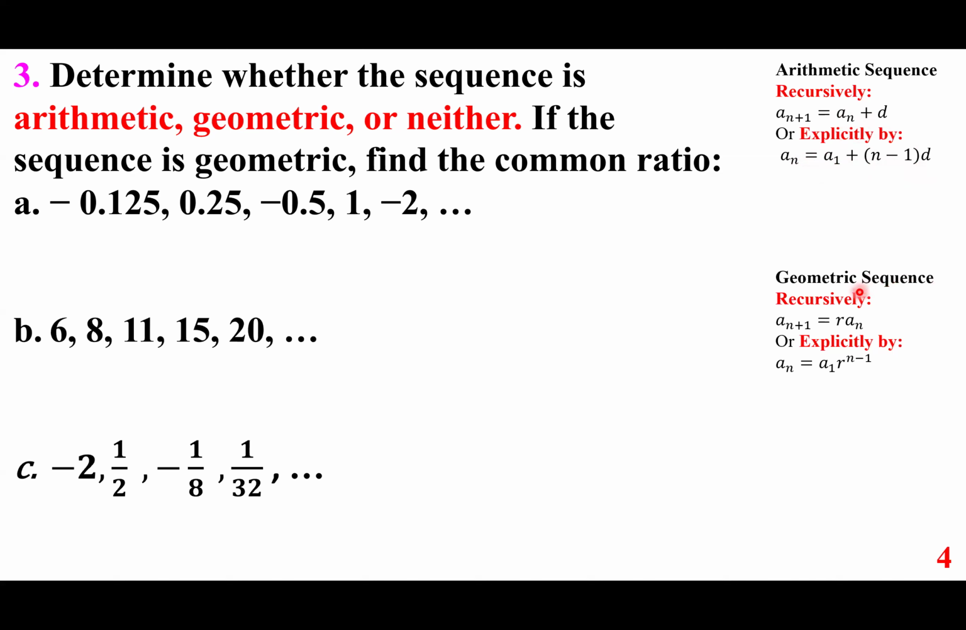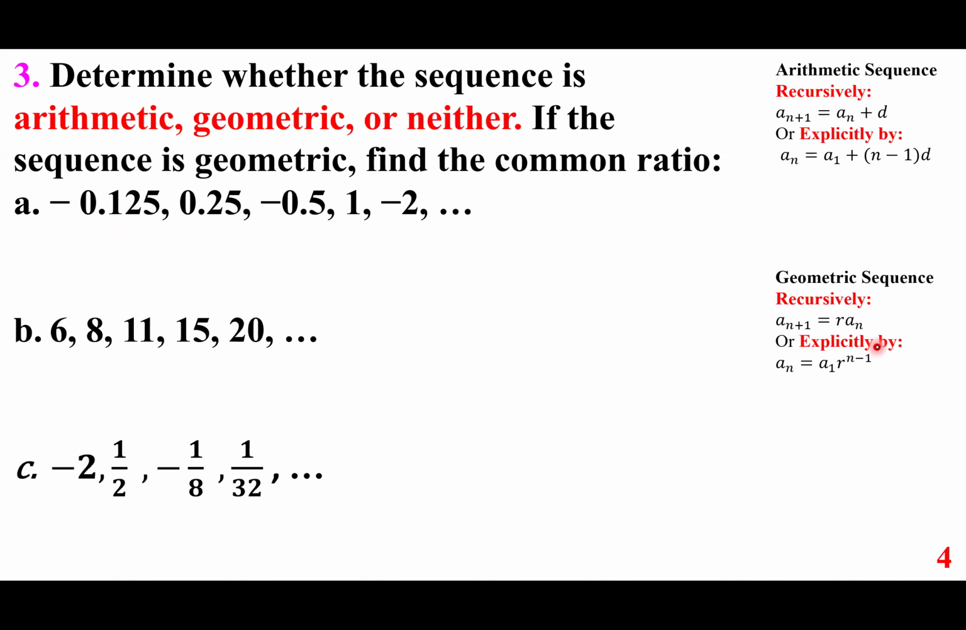Geometric sequence, recursively, a sub n plus 1 is r times a sub n, meaning if you want a term, pick the previous one and multiply it by r, a common ratio. Explicitly, a sub n is a sub 1 times r to the power of n minus 1. So, in short, you look at their differences and you look at their ratios. One of them is constant. If the difference is constant, it is arithmetic. If the ratio is constant, it is geometric, otherwise none of the above.